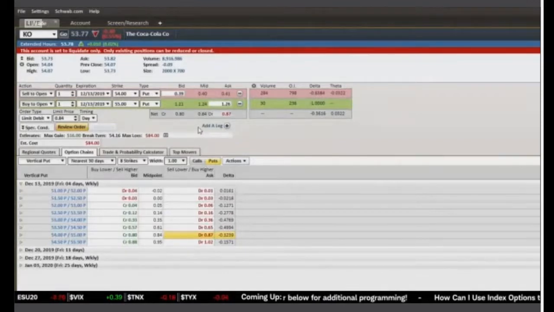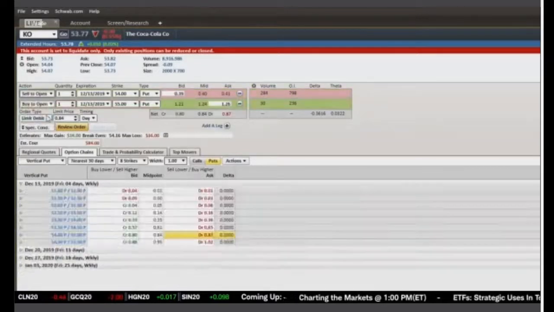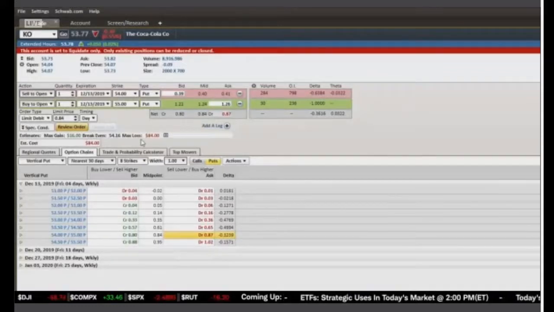This sets up a limit order set to the midpoint price for that strategy. However, feel free to change that price to whatever you would like. In the Action field, choose whether to create a buy to open, buy to close, sell to open, or sell to close order. Max gain, break even, max loss, and estimated cost calculations will be displayed depending on your action.